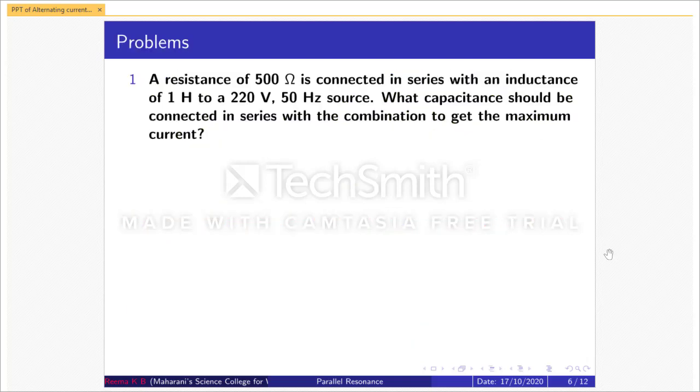Let's now discuss a few problems. Problem number 1. A resistance of 500 ohm is connected in series with an inductance of 1 Henry to a 220 volt, 50 Hz source. What capacitance should be connected in series with the combination to get the maximum current?